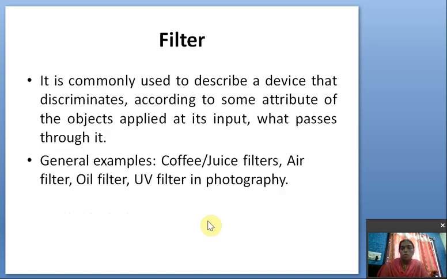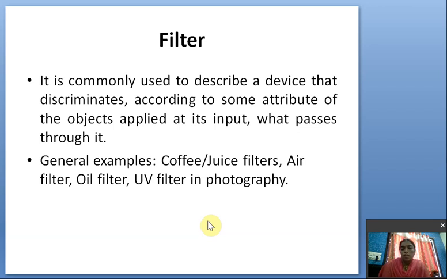Okay, so now first of all, the filter definition. Of course you know that a filter is nothing but something which allows certain frequencies and does not allow all other frequencies. Here it is commonly used to describe a device that discriminates according to some attribute of the objects applied at its input what passes through it.